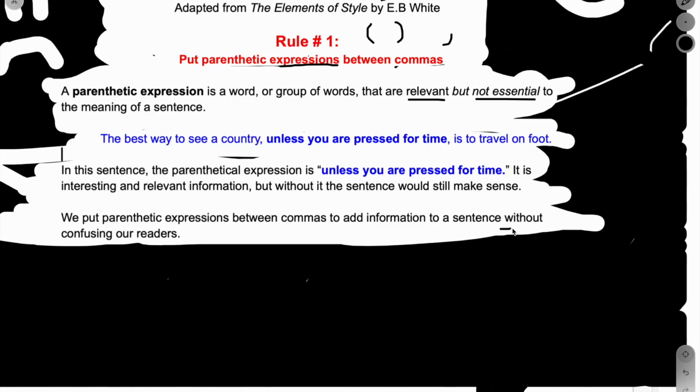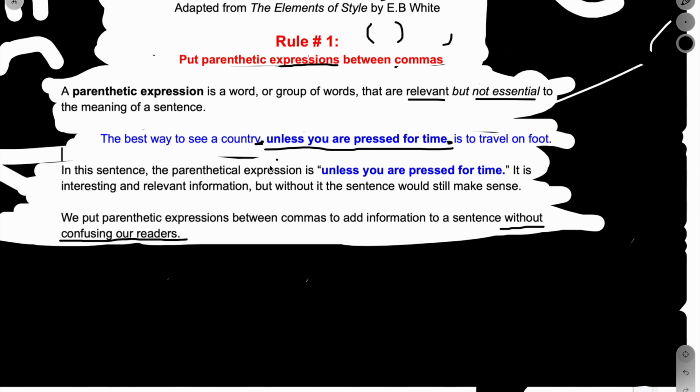without confusing our readers. Let's meditate on that for a second. So, what if we added this parenthetic expression, unless you're pressed for time, but we didn't use commas? Let's just imagine the commas are not there and try reading it. It would sound like this.